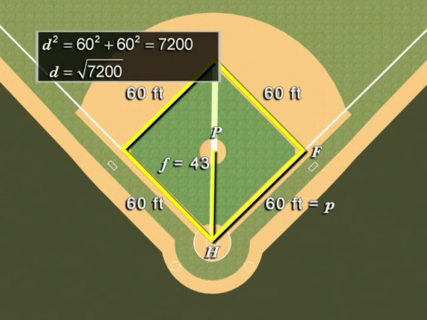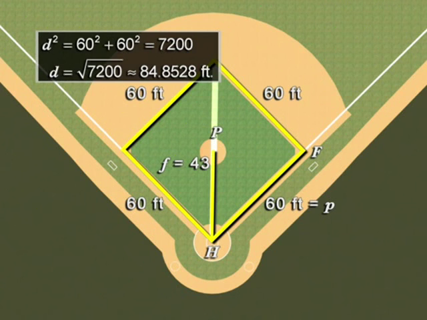Taking the square root of this number, it turns out to be about 84.8528 feet. Well, that's kind of interesting. Remember, the home plate to the pitcher's mound was 43 feet. If the pitcher's mound were halfway between second base and home plate, then that full distance would be 86 feet, wouldn't it, from home plate to second base?